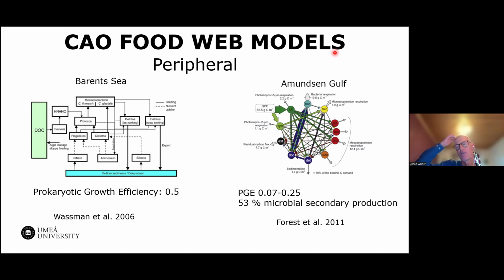In the Amundsen Gulf, outside the Canadian coast, a more recent modeling effort by Forrest et al. has used much lower values, 0.07 to 0.25, which is closer on average to this 10% level of growth efficiency. So that might be more in line with that. But again, this is done for a more limited part of the Arctic Ocean. Interestingly, they found in that study that as much as 53% of the secondary production or cycling of carbon in that area was due to microorganisms. So quite a large part of the cycling can be due to the microbial activities.